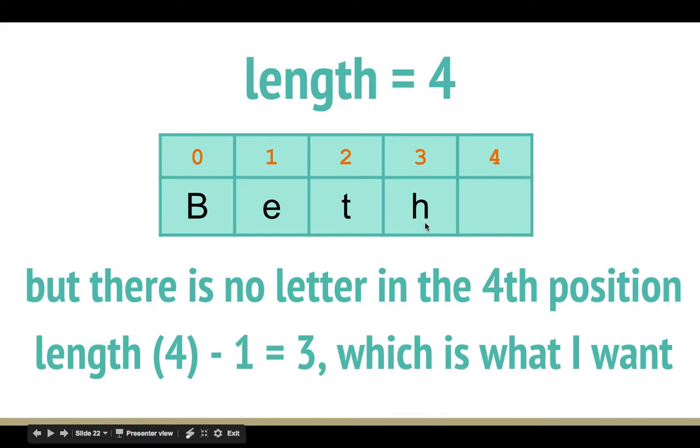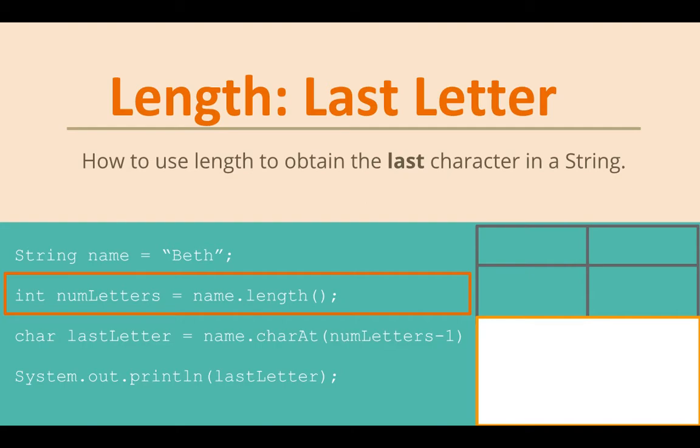So we're going to look at what this looks like in code. All right, so we want to obtain the last letter. We're not going to start with the string variable because we already know about that. We're going to start with numLetters, which we did in the last exercise. So we're just getting the length of the string variable name. And so numLetters is 4, which we did last time.